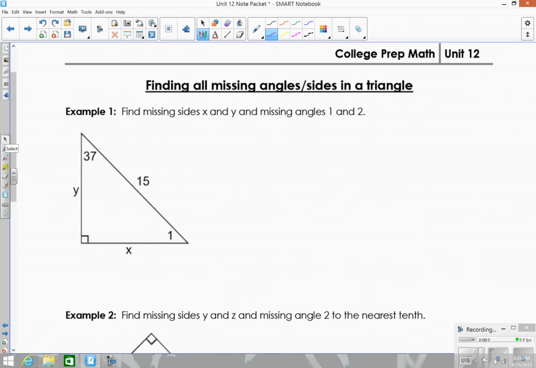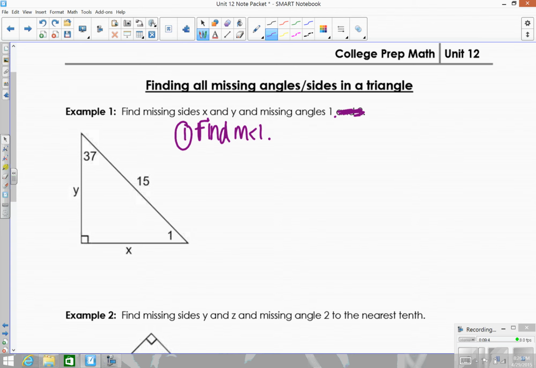So this first one here, we're trying to find everything. So we're trying to find the missing sides, x and y, and the missing angle, 1. There's no missing angle number 2. We have the other angle. So first thing I'm going to do is I'm going to find the missing angle. That's easy for me to find right away. So I'm going to find the measure of angle 1.